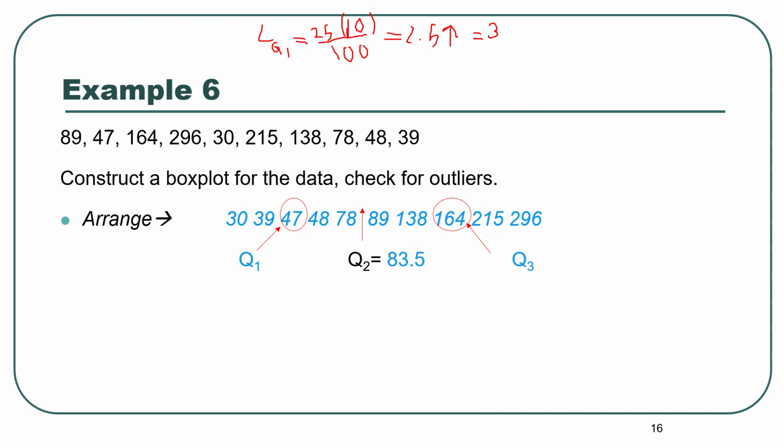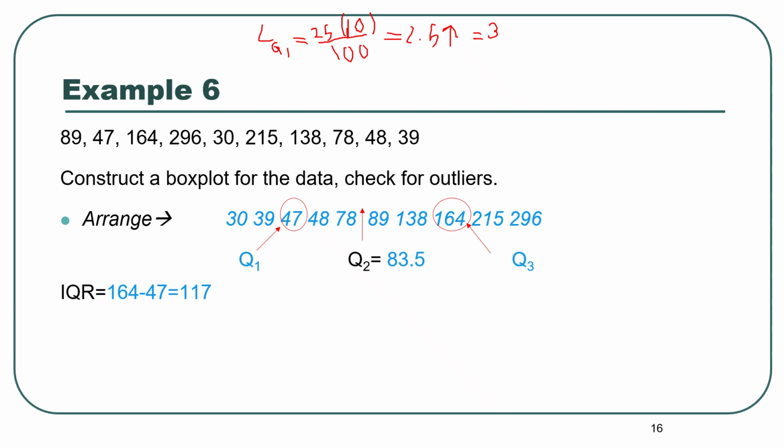So I have the first quartile, the second, which is the median, and the third one. And now the interquartile range. The interquartile range is the difference between Q3 and Q1. So it's 117. And I can now check whether I do have outliers or not, as we would like to find the outliers or check for any outlier.